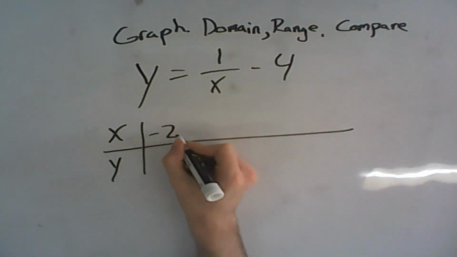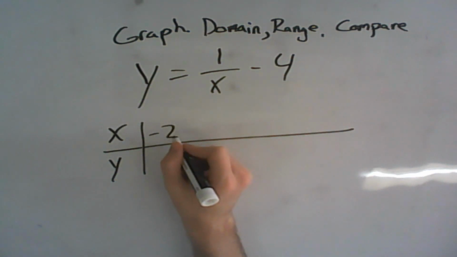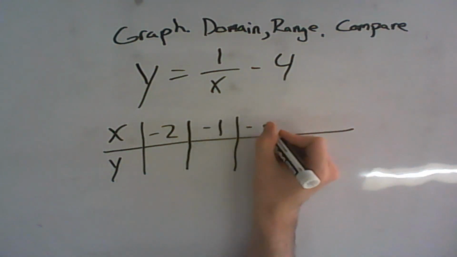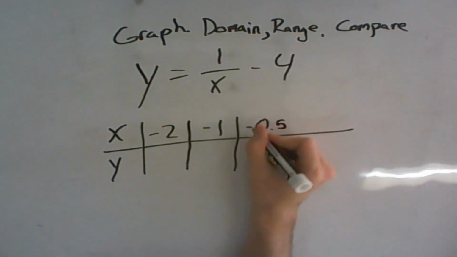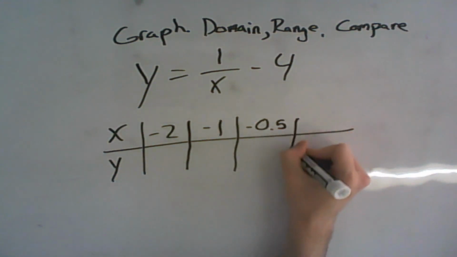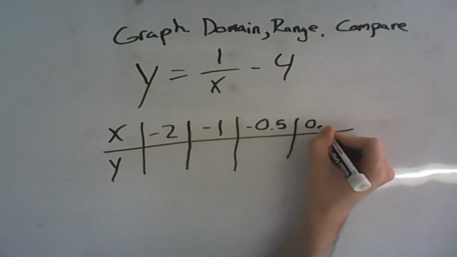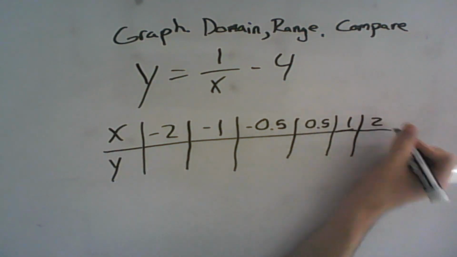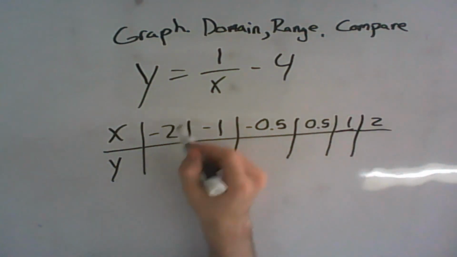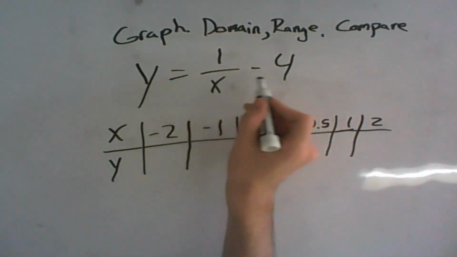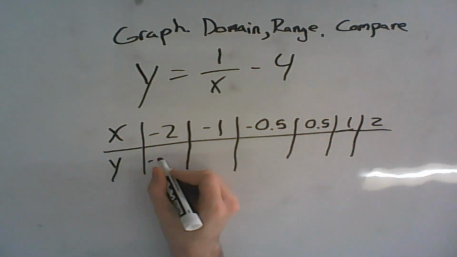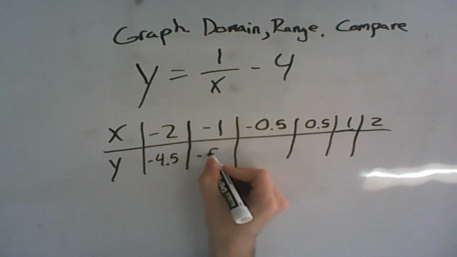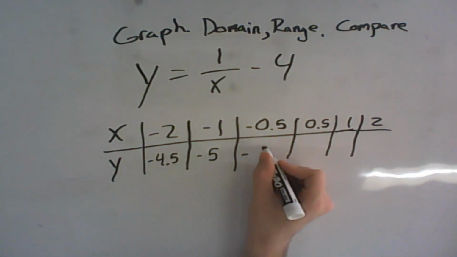So normally I would say -3, -2, -1. This one I'm going to do -2, -1, and -0.5. Now the reason why we use this is because this is going to change how we do it. Okay, 0.5, 1, and 2. And so with this one, I'm going to plug in -2. That's going to get -1/2. So we're going to get -4.5.